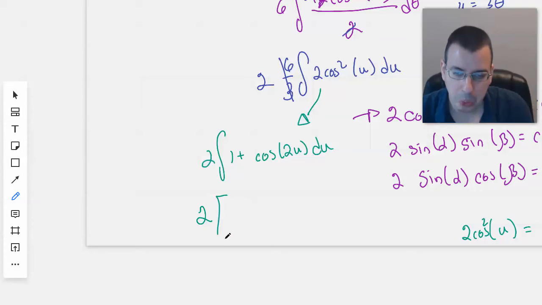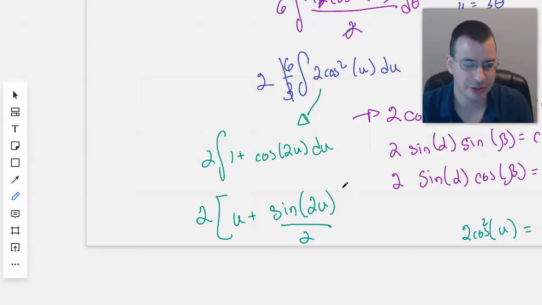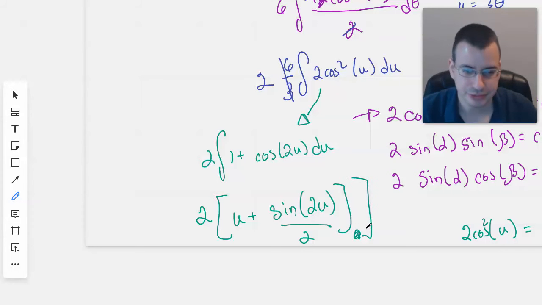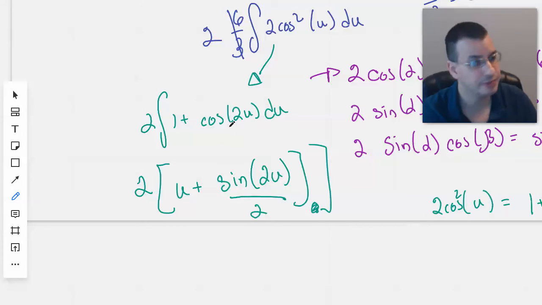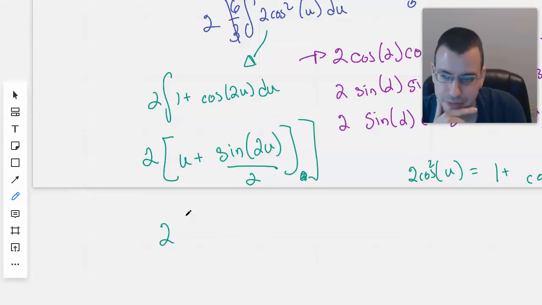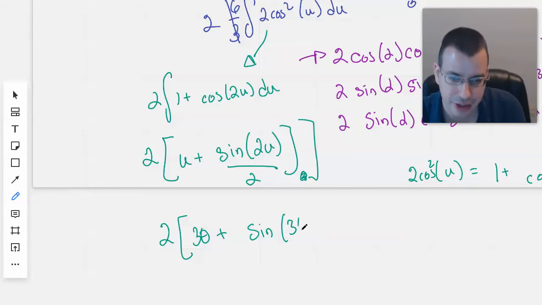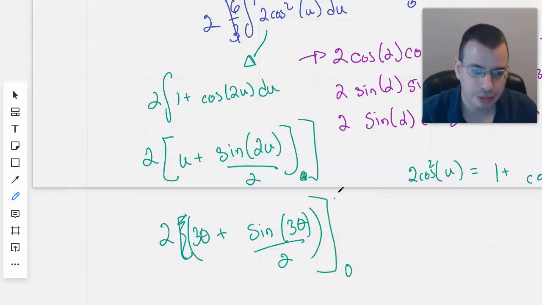That gives us u plus sine of 2u over 2. Again, that's just going to be a substitution. We don't actually know what the limits will be yet. Let me make sure real quick that if we took the derivative of sine, we get positive sine. Check. Okay, then convert back to our 3 theta: 3 theta plus the sine of 3 theta over 2, and this will be evaluated from 0 to pi over 6.